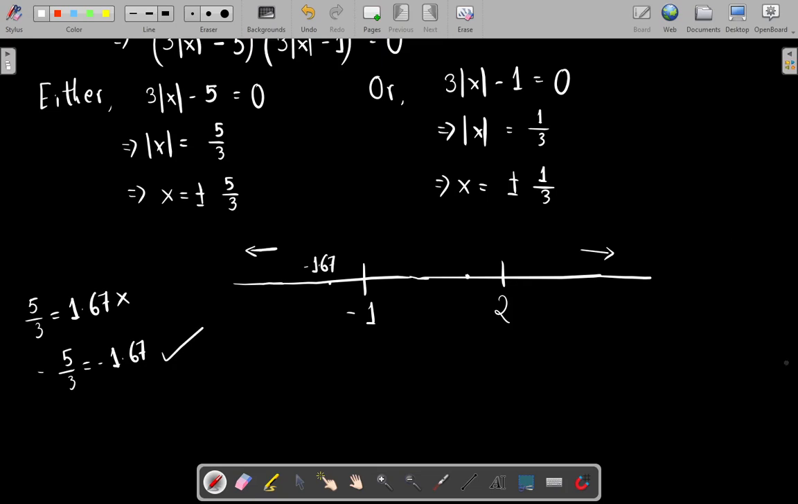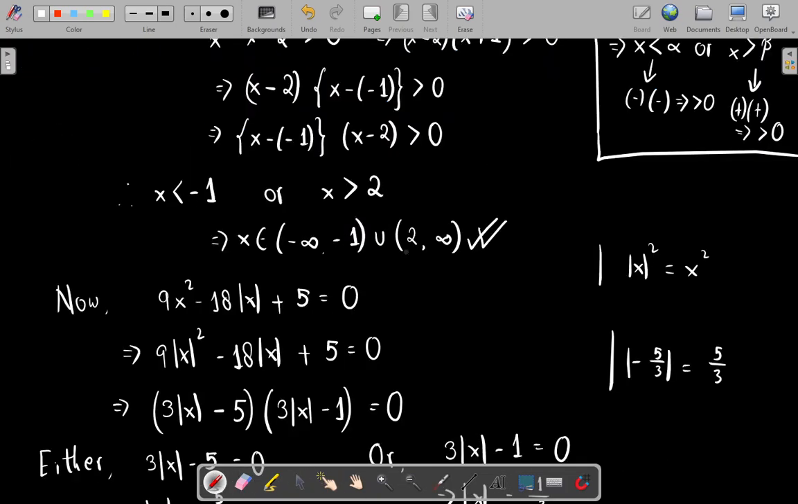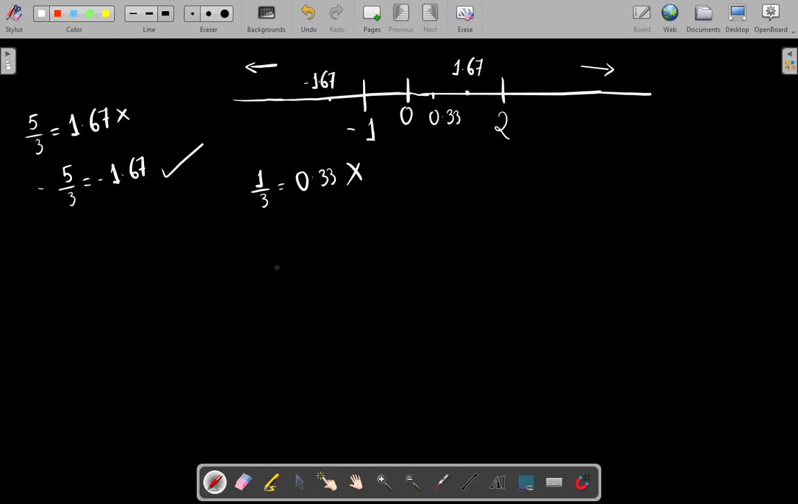Similarly, let's see what is 1 upon 3. 1 upon 3 is 0.3 recurring, right? 0.33 or 34. Okay, I have not written here. This is 1.67. Okay, let's say 0 is somewhere here. So 0.33 is somewhere here, right? Again, this is in the non-solution, non-domain region of x. So this cannot be a value, as it lies between minus 1 and 2, and this part is excluded in the domain. Okay, so this cannot be a root either.